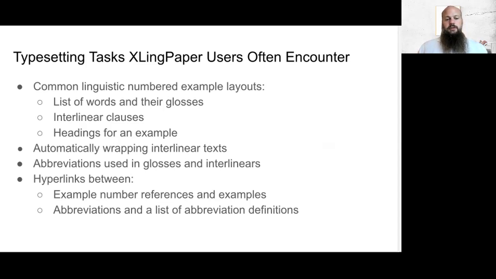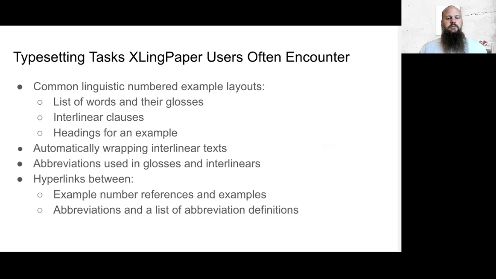automatically wrapping in interlinear texts, abbreviations used in glosses and interlinears, hyperlinks between example numbers and their inline references in the texts, so you can click between those, abbreviations used in interlinear glosses and the definitions of those abbreviations, and some linkage between those. Those are quite common in the types of documents that XLingPaper users author.